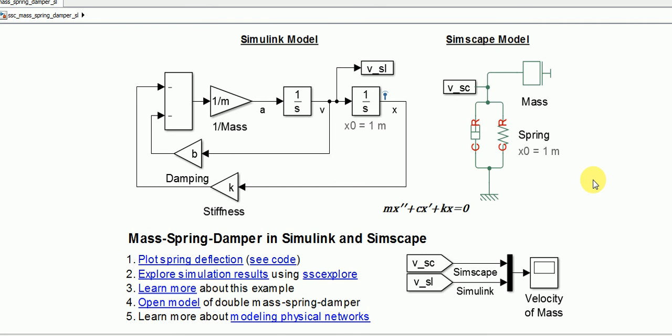So that's it for today. I think the difference between Simulink and Simscape is clear to you.